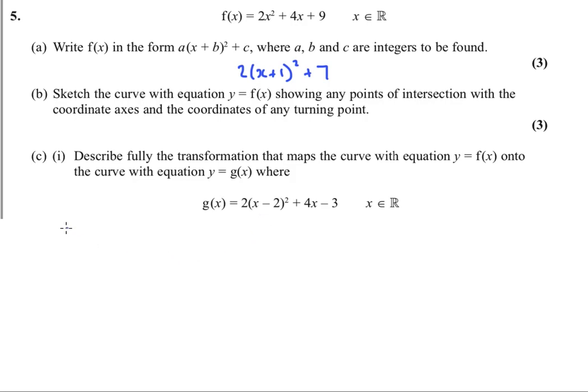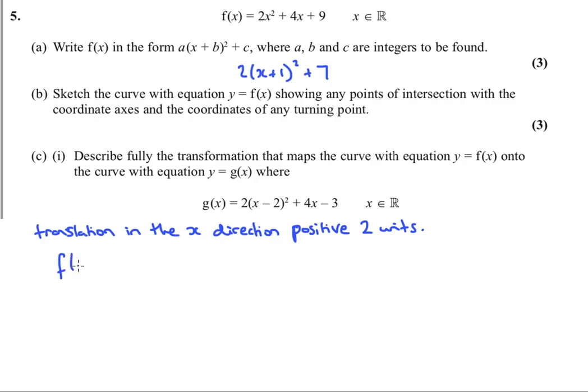So we must have had a translation to get this happening, a translation in the x direction, and it'll be 2 units to the right, so positive 2 units. So if you remember with your x translations, it's the opposite of what the sign is. So in other words, we've done f of x minus 2 to get to this point from here. So if we work out f of x minus 2, we can see what's going on with this 4x term that I was mentioning earlier.